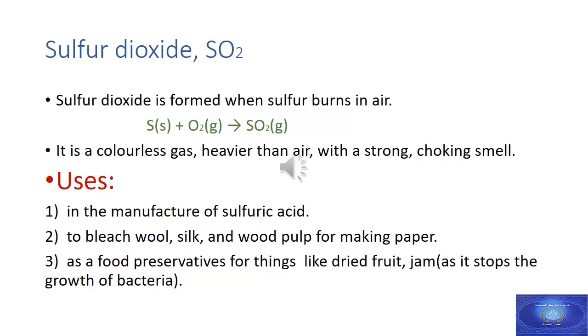In this lesson, we will learn about sulfur dioxide. So what is the chemical formula for sulfur dioxide? SO2, dioxide, so O2. Okay, how is sulfur dioxide formed? When sulfur burns in air. So see the reaction. Sulfur in solid state burnt with oxygen in gaseous state gives sulfur dioxide. It is a colorless gas.